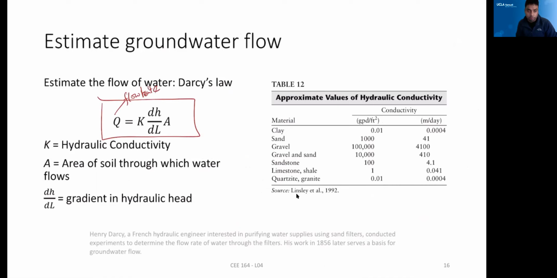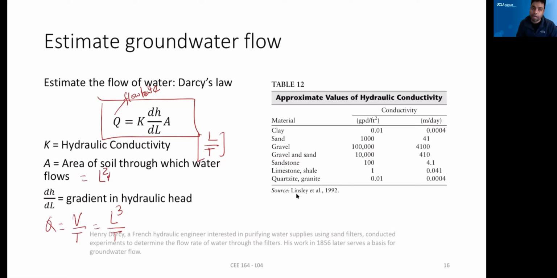K is hydraulic conductivity. That's length over time, if you are saying the dimension. Flow rate is volume over time, so that means this is L cubed over time. Area is a length squared. Okay, so that's your dimension.